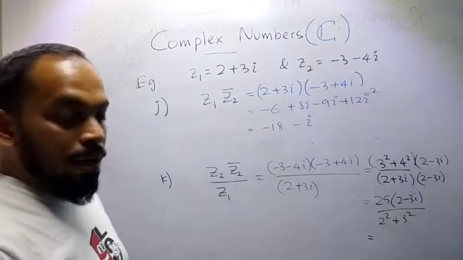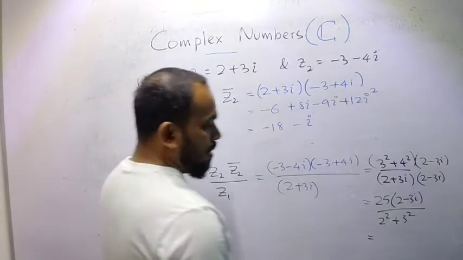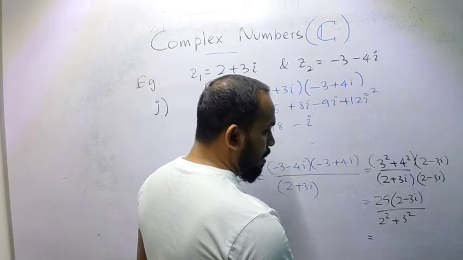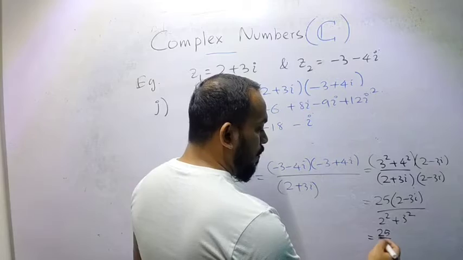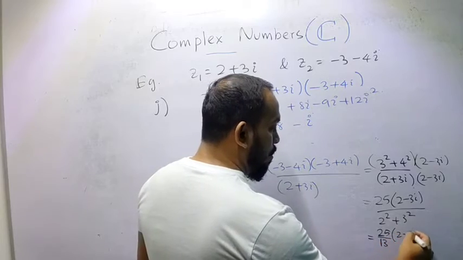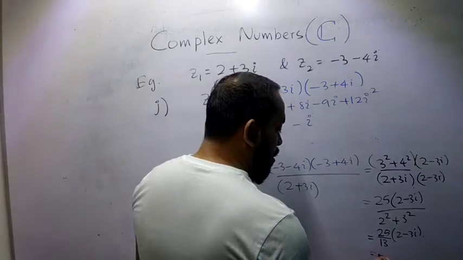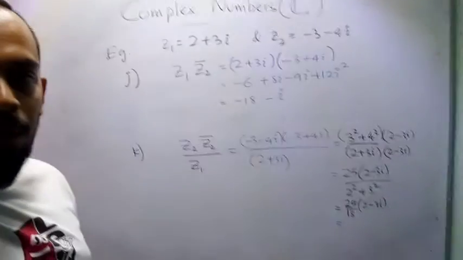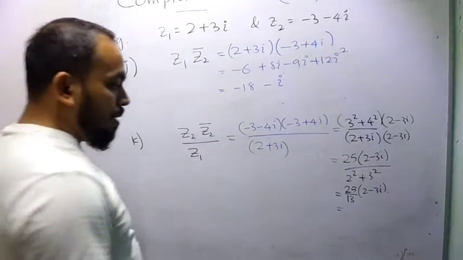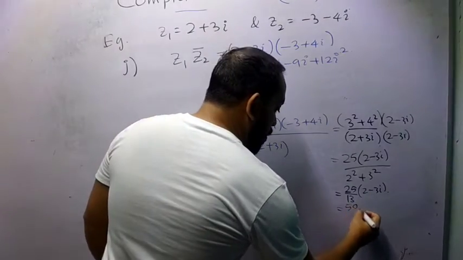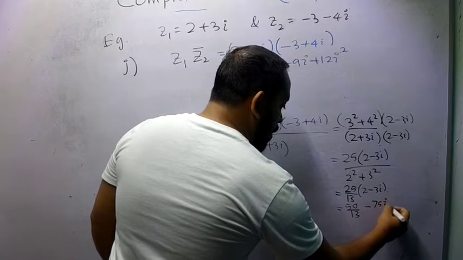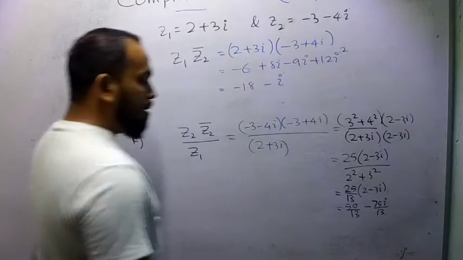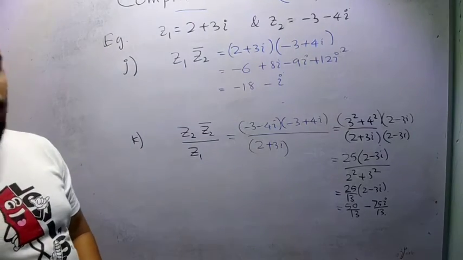So what is the final answer? Final answer is, this is 4 plus 13. So 25 divided by 13, times 2 minus 3i. So expand it out. Then 50 over 13 minus 75i over 13. This is the final answer.